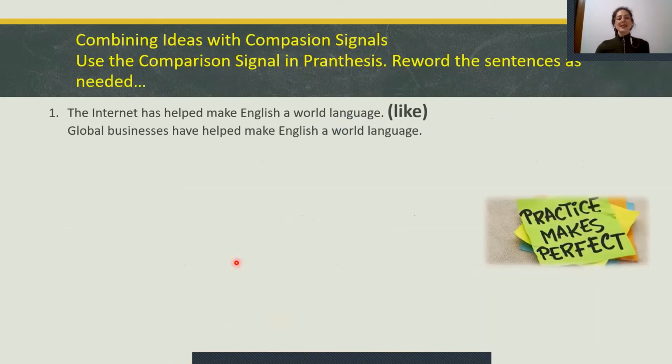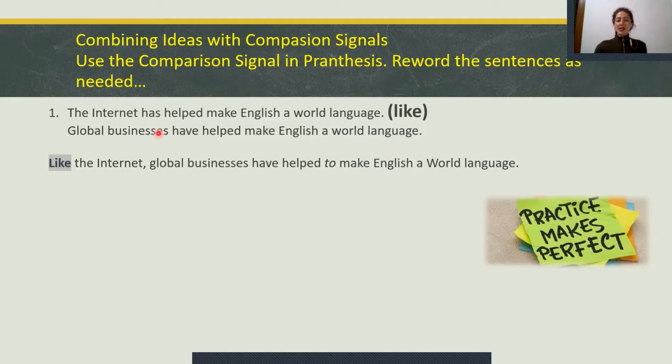Let's do some practice then. Use the comparison signal in parentheses and reword the sentences as needed. The internet has helped make English a world language. Global businesses have helped make English a world language. How was like used? Like plus a noun or noun phrase must come. So I can say, like the internet, global businesses have helped to make English a world language.